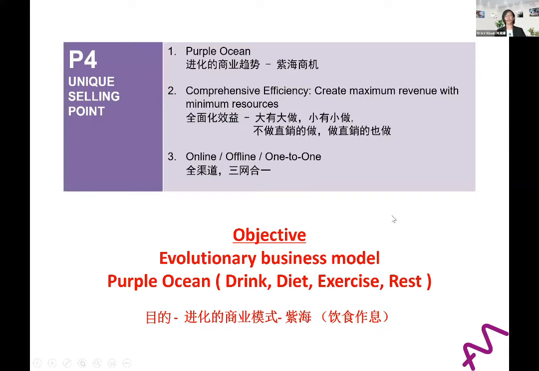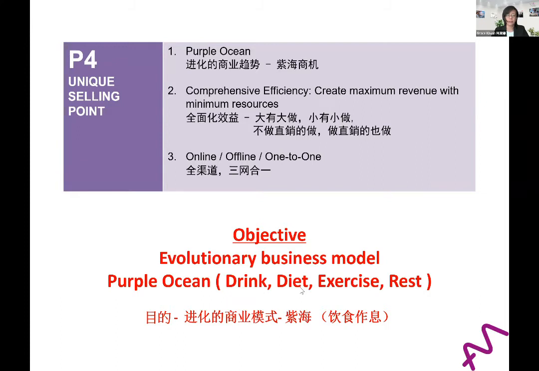Now we have finished the 3 Ps. Now we are at P4, unique selling point. So we started by saying Purple Ocean, right? Later we're going to run through Purple Ocean. So we are talking about comprehensive efficiency, where we create maximum result with minimum resources. And we have our online, offline, or one-to-one.